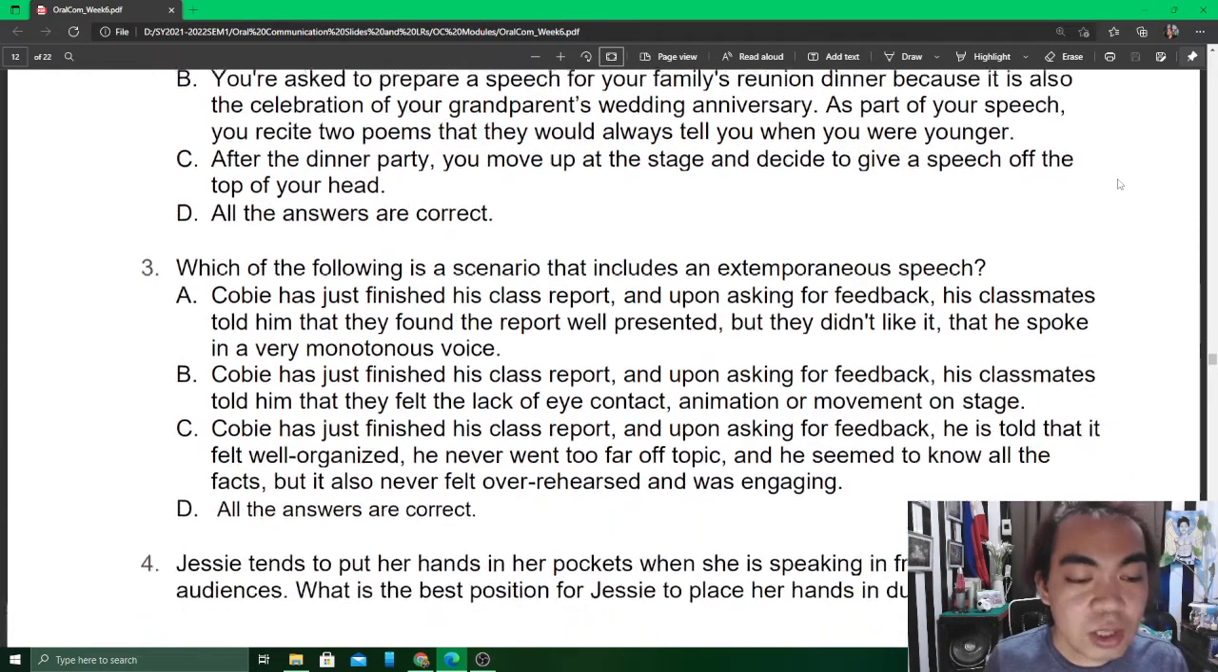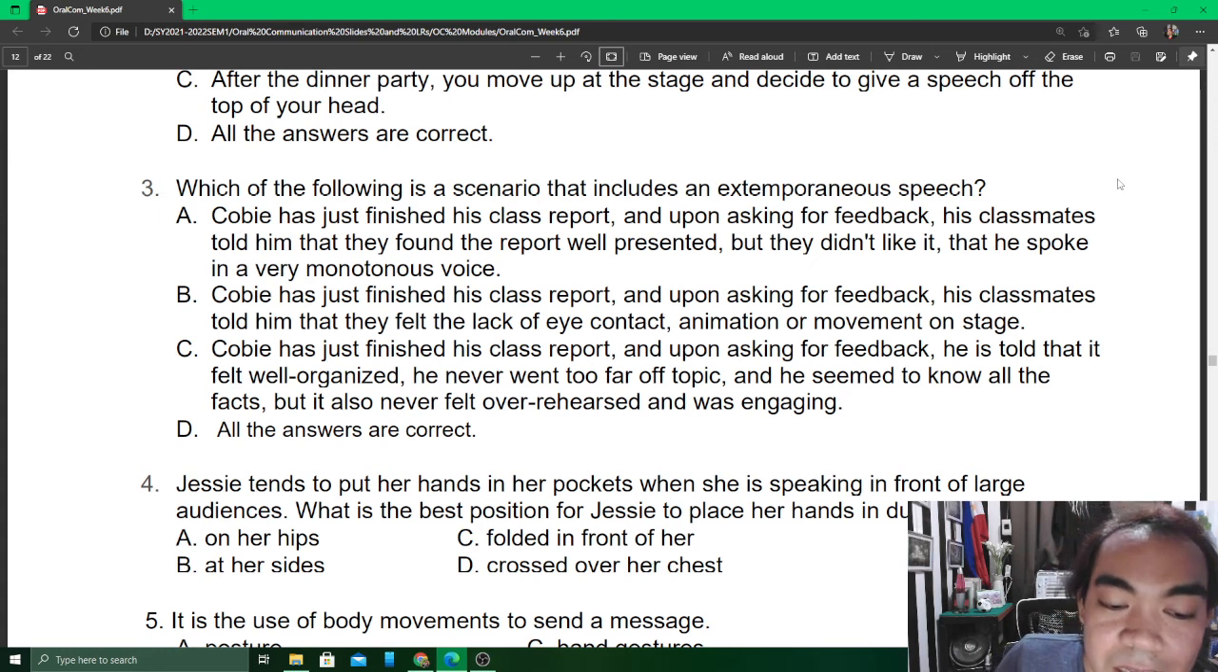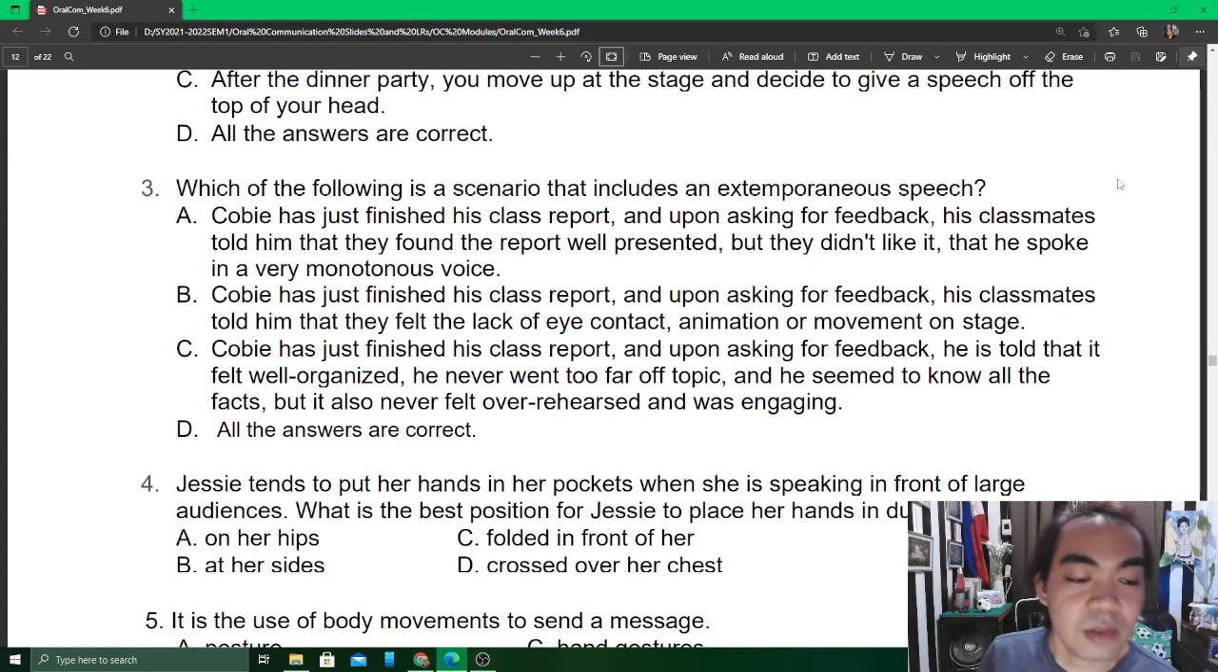Number 3, which of the following is a scenario that includes an extemporaneous speech? Letter A, Kobe has just finished his class report and upon asking for feedback, his classmates told him that they found the report well presented but they didn't like that he spoke in a very monotonous voice. B. Kobe has just finished his class report. Upon asking for feedback, his classmates told him that they felt the lack of eye contact, animation, or movement on stage. C. Kobe has just finished his class report, and upon asking for feedback, he is told that it felt well organized. He never went too far off topic, and he seemed to know all the facts, but it also never felt over rehearsed and was engaging.